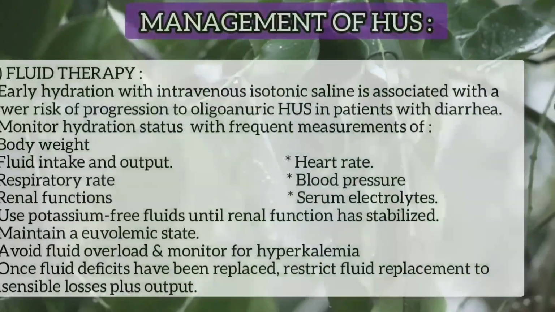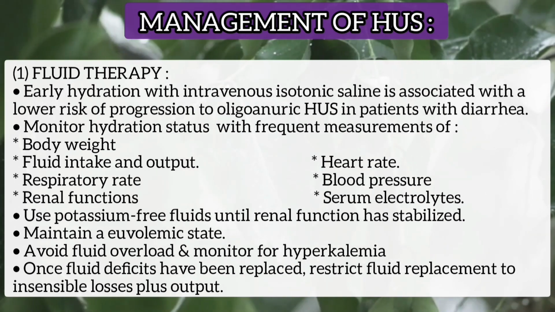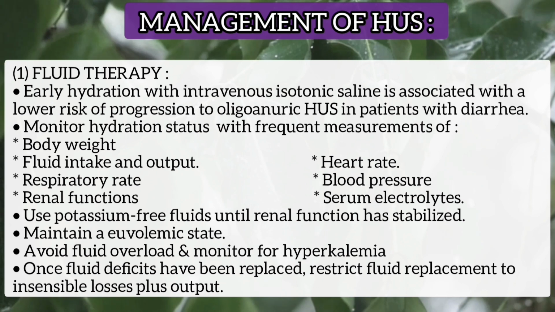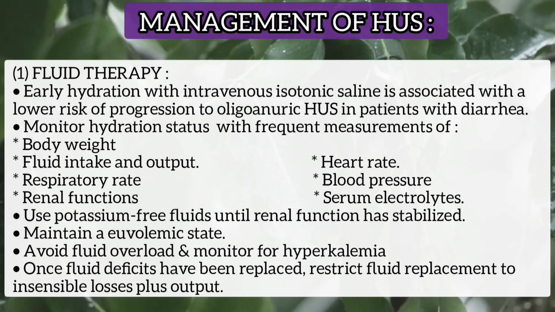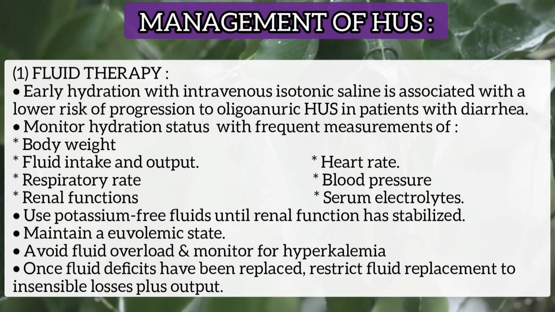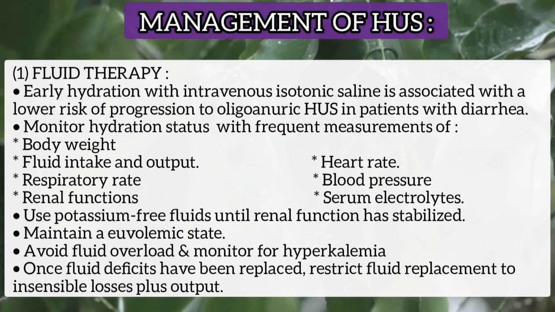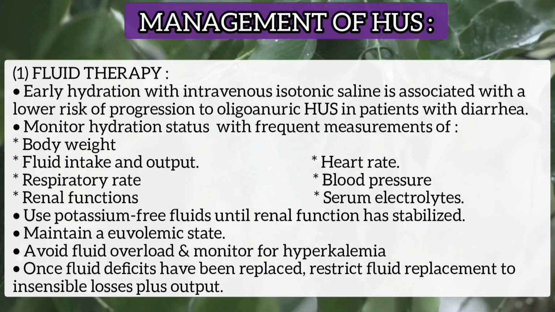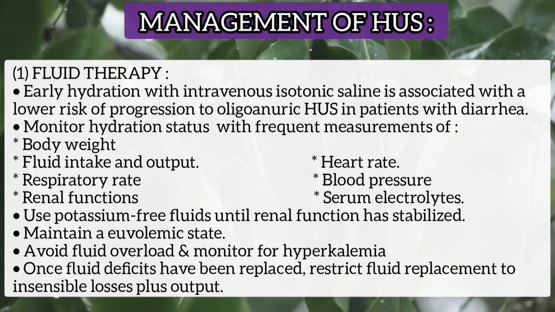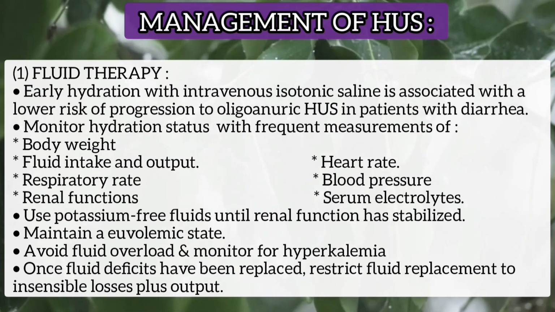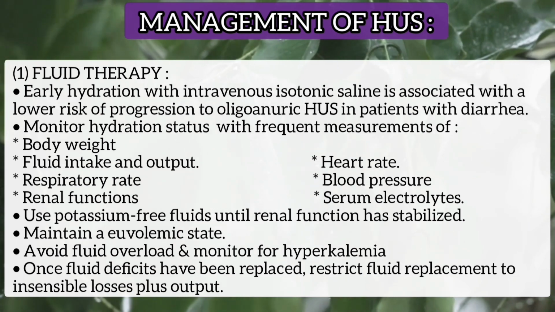Now, I will discuss the management steps of hemolytic uremic syndrome. The first one is the fluid therapy. Early hydration with intravenous isotonic saline is important in the case of diarrhea. Monitor hydration status with frequent measurements of body weight, fluid intake and output, respiratory rate, heart rate, blood pressure, renal functions, and serum electrolytes. Now use a potassium-free fluid until renal function has stabilized. Now maintain a euvolemic state and avoid fluid overload and monitor for hyperkalemia. Once fluid deficit have been replaced, restrict fluid replacement to insensible losses plus actual output.